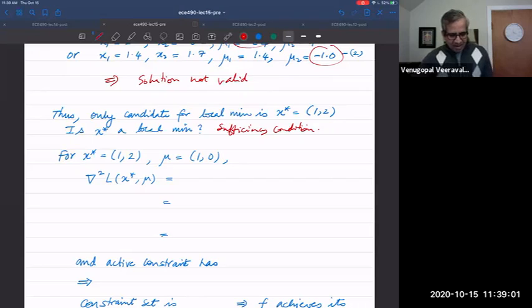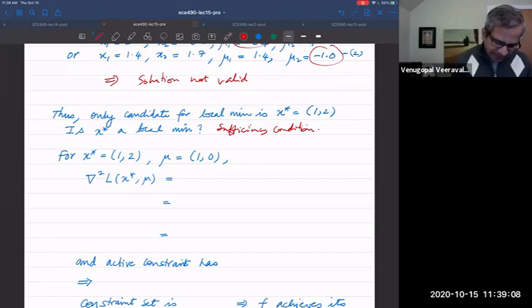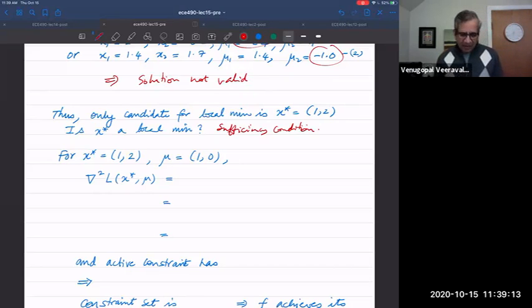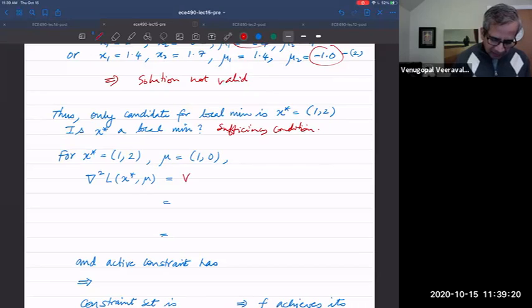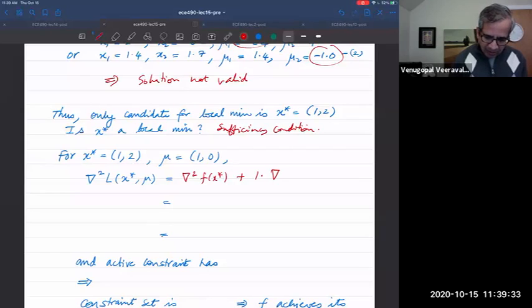Okay. All right. So let's actually do the second order condition in this case first, and then we'll also look at another argument. To check the second order condition, this is not that hard to do in this example, which is why let's do it. So here we'll take the Hessian of L, and the Hessian of L is just the Hessian of f plus mu1, which is 1, times the Hessian of g1 at x star.